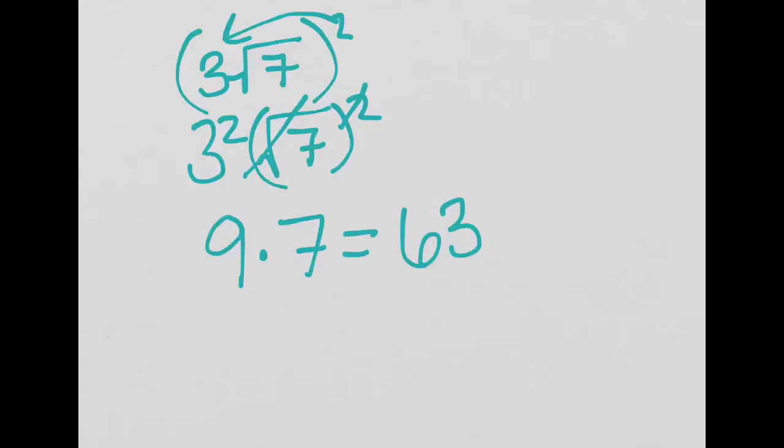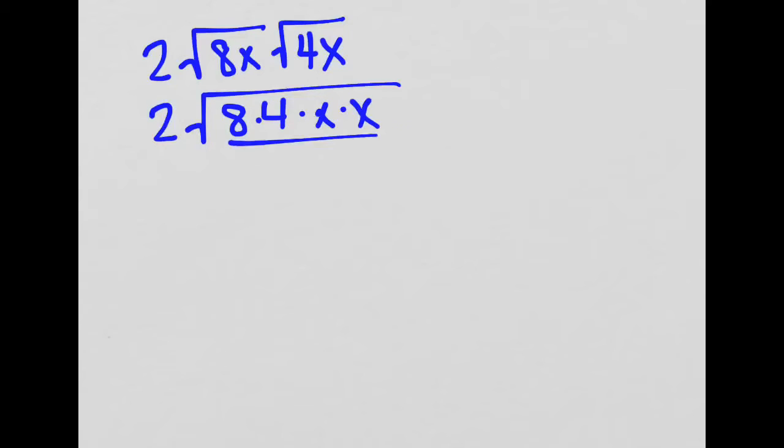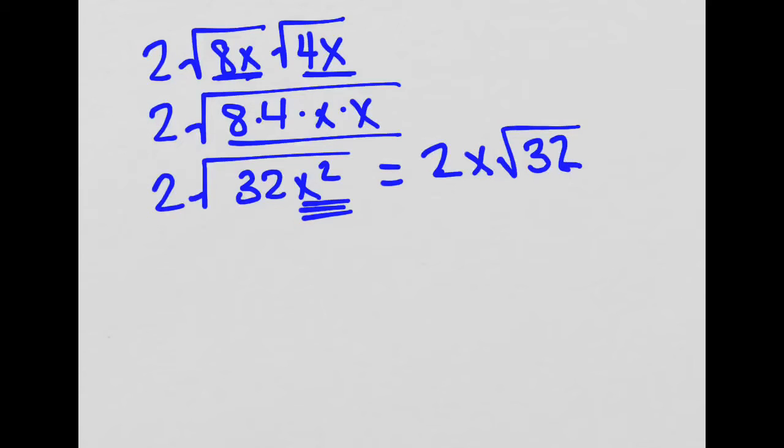And then the last step for this first section is if I have something like this, where I have a coefficient in front, I have something within a radical symbol, and then something else within a radical symbol. So I'm going to keep this 2 on the outside, and now I'm saying 8 times 4 times x times x. I multiply what's on the inside, take each of these terms. So now I'm saying 2 times the square root of 32x squared. I can go ahead and simplify this. I know I have 2 times x. X squared becomes x. And then I'm working with 32 within the radical symbol with just that number.